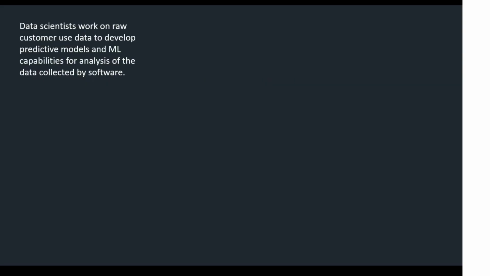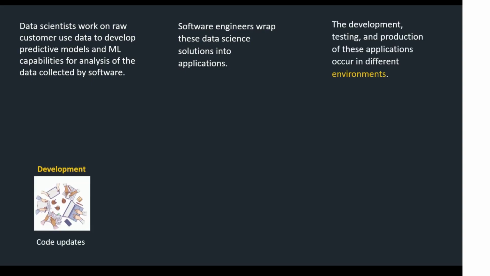Data scientists work on raw customer use data to develop predictive models and ML capabilities for analysis of the data collected by software. Data scientists and software engineers wrap these data science solutions up into applications. The development, testing, and production of these applications occur in different environments, hence our need for environment variables.